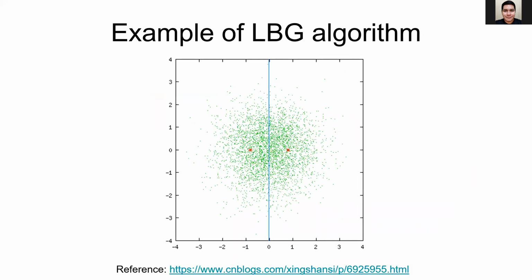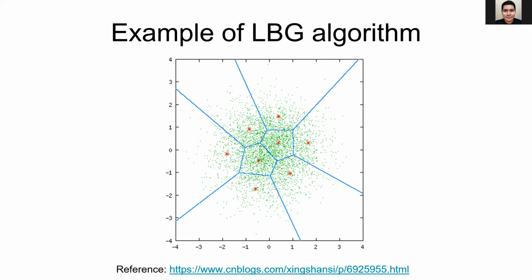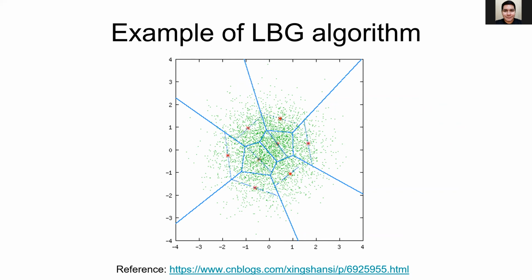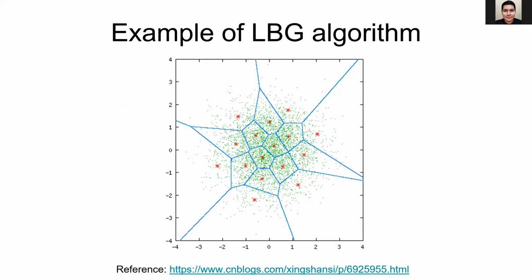Okay, so this is an example of the LBG algorithm. It starts from a first centroid, and then it splits and classifies each cluster by distance and refines the centroids. Compute the average distortion and see if it fulfills the requirements that we set. If the algorithm doesn't fulfill our requirements, it will go on until it fulfills them.